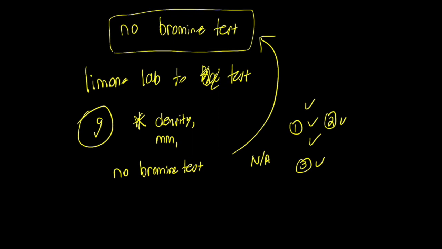Number 4, draw the curved arrow reaction mechanism for the dehydration of 2-methylcyclohexanol. 2-methylcyclohexanol has this structure right here. Well, I don't want to circle necessarily the carbons, but here's 2-methylcyclohexanol. Okay.